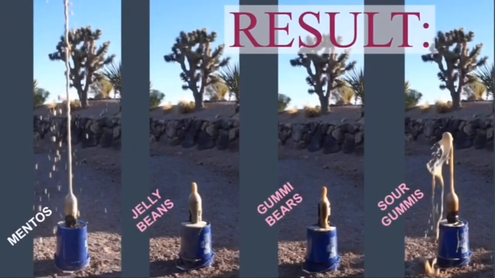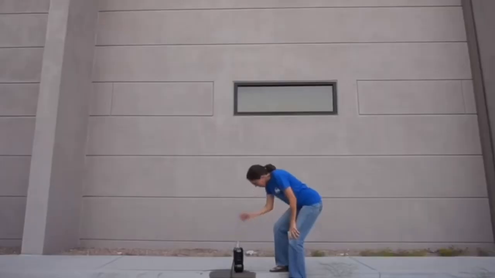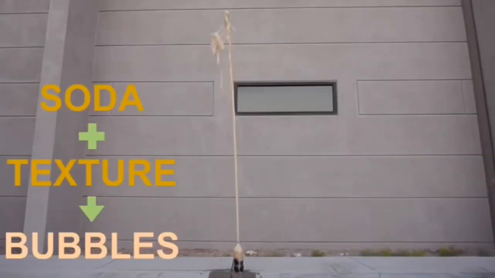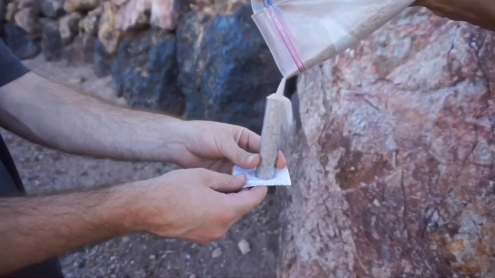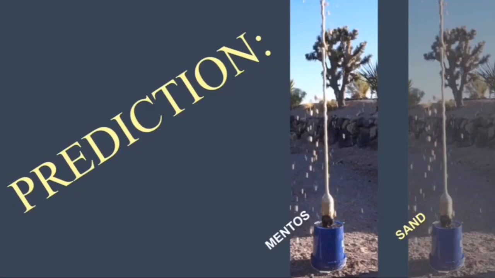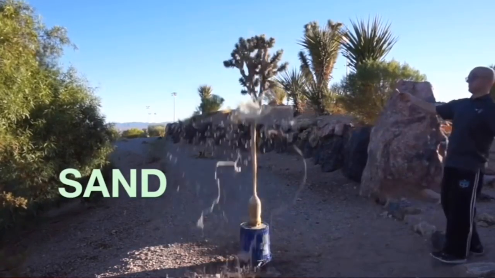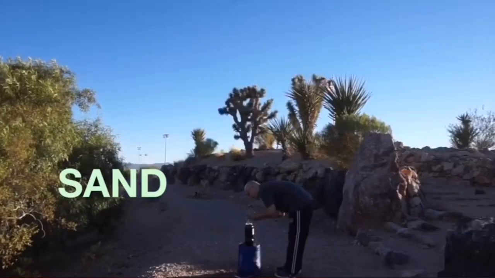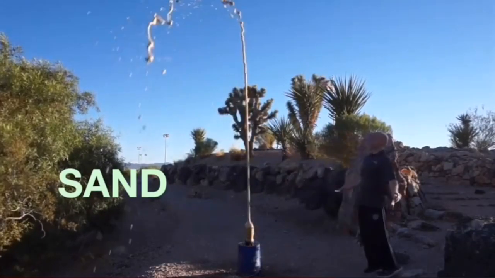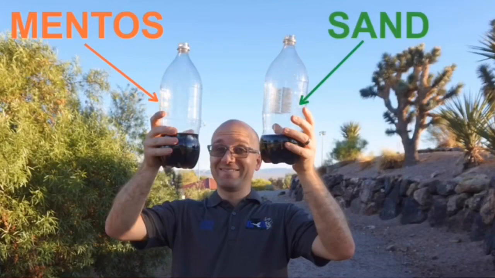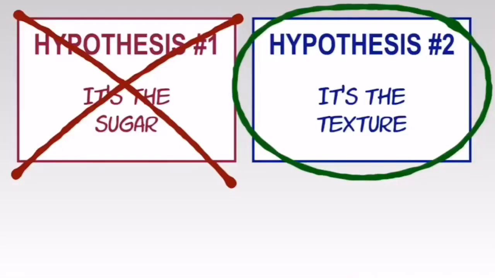The other candy produced much smaller reactions than the Mentos. The results did not support our hypothesis. Now let's test the second explanation, the idea that the reaction is caused by the rough texture of the Mentos. If a rough texture is all that is needed to produce bubbles, then sand should also produce a reaction. And it does. In fact, when we did this experiment, sand produced a higher fountain and got more of the soda out of the bottle than the Mentos. The results support our hypothesis. This explanation is the correct one.